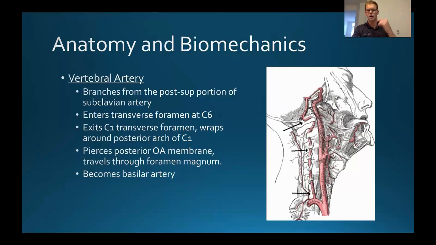It's going to pass up through all the transverse foramen, and it's going to exit the C1 transverse foramen and wrap around the posterior arch of C1. Now, that's important because as it's wrapping around, that is going to be a major point of tension, or where it can get stretched, and some occlusion can occur when you're doing your VBI testing. Next, it's going to pierce the posterior OA membrane, travel through the foramen magnum up to the brain, and then it becomes the basilar artery, and it helps provide blood supply to the brain.